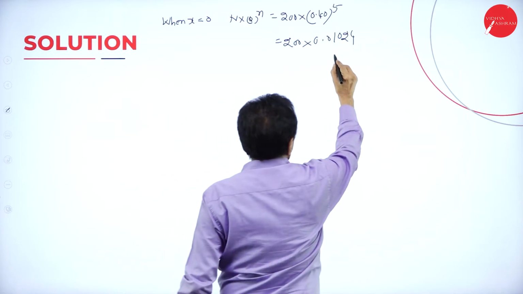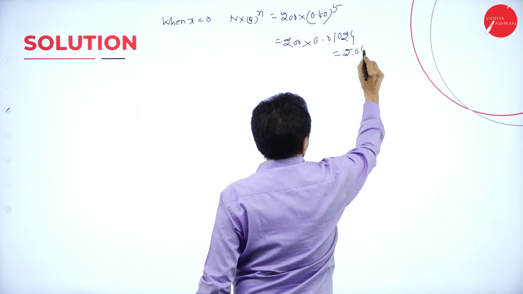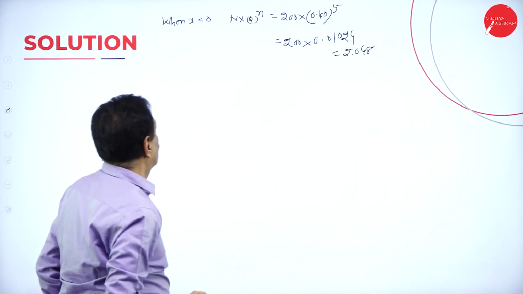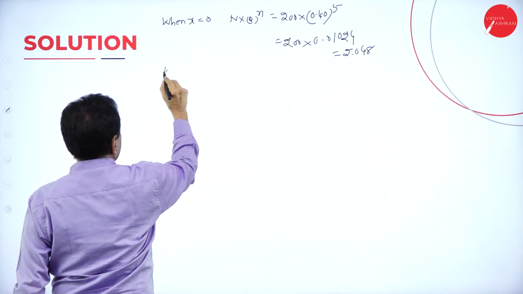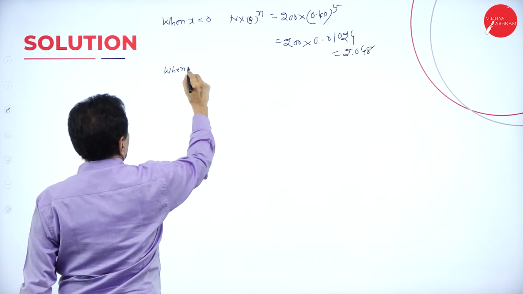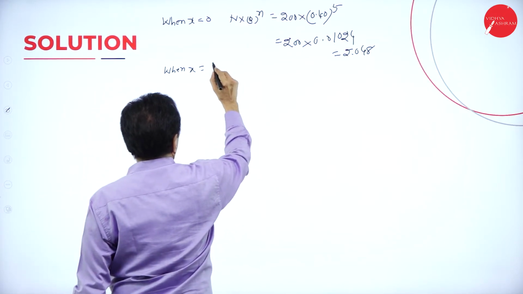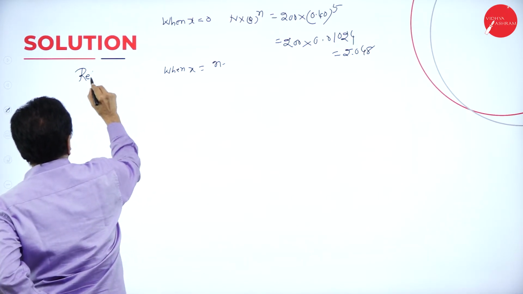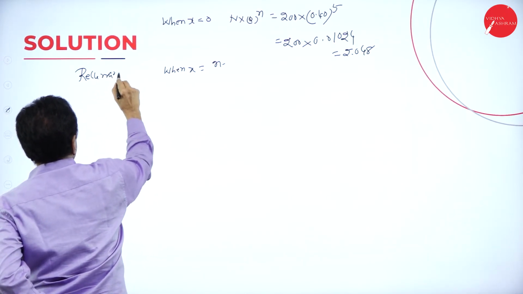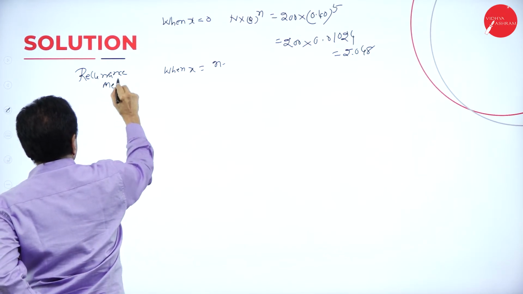2.048. You say 2. This is when x is equal to 0. Then when x is equal to 1, we apply the formula. This is called the recurrence method.